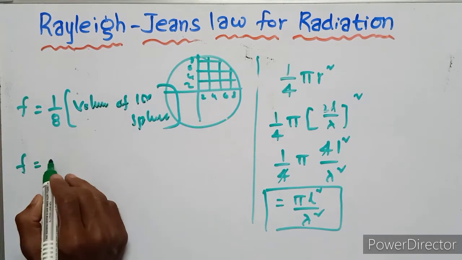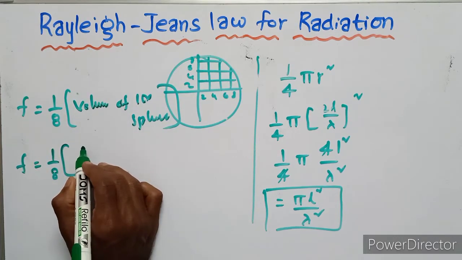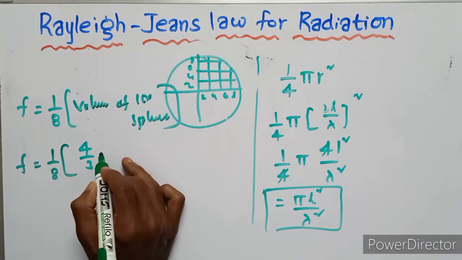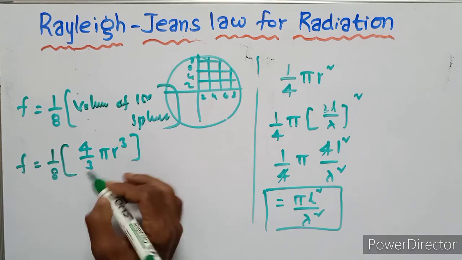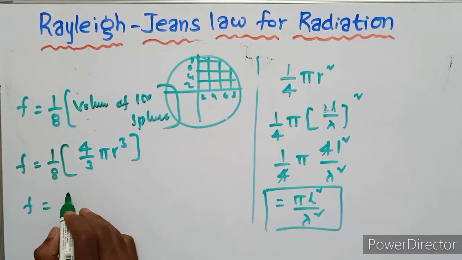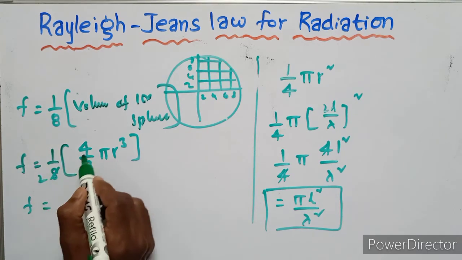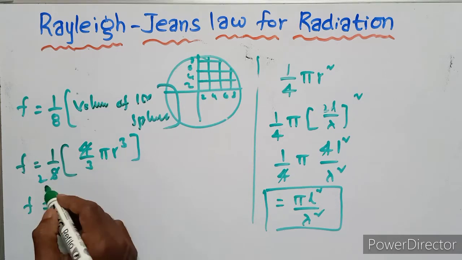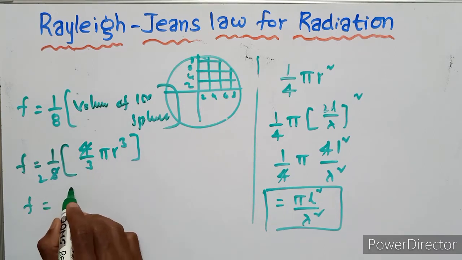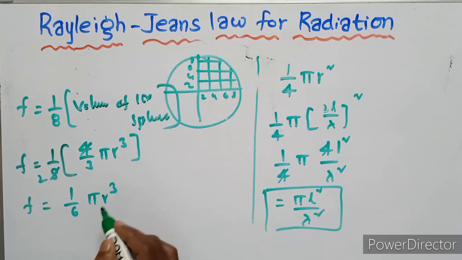So the frequency F equals 1 upon 8. What is the volume of the sphere? Volume of the sphere is 4 upon 3 pi r cube. So F equals 4 upon 3 pi r cube; the 2 times 4 cancels 2, 2 times 3 is 6, 1 upon 6 pi r cube, where r is 2l upon lambda square.